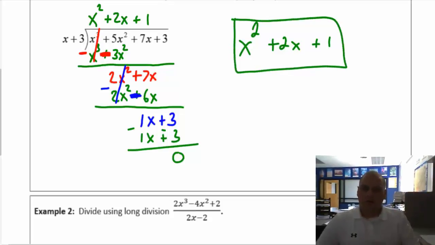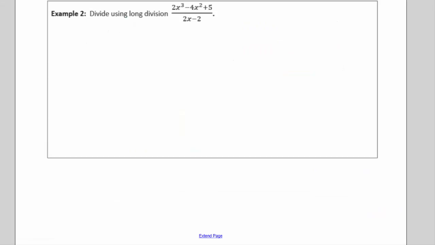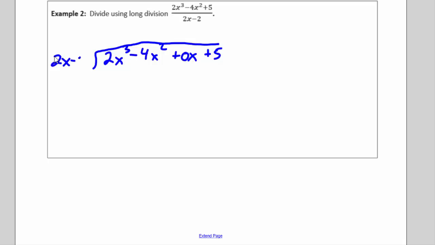Okay, now I know I went a little fast there, but we're going to do 2 more examples, see if you can get it. If not, go back, pause, rewind, as you should any video. All right, example 2. Now this one, we're going to take 2x to the third minus 4x squared. We have to add in a 0x and then plus 5, and we're going to divide by 2x minus 2. Okay, so I know this got ugly here.